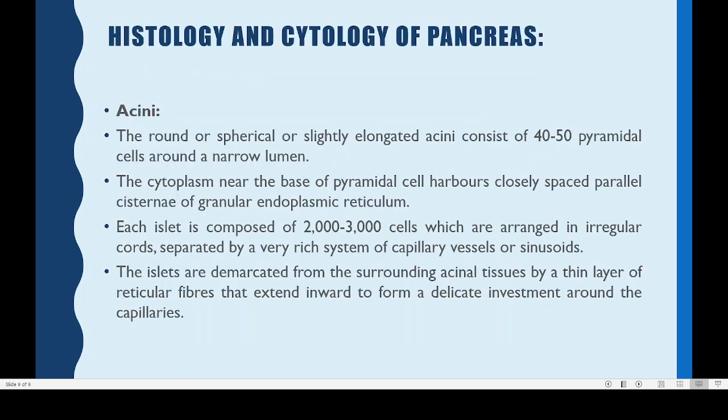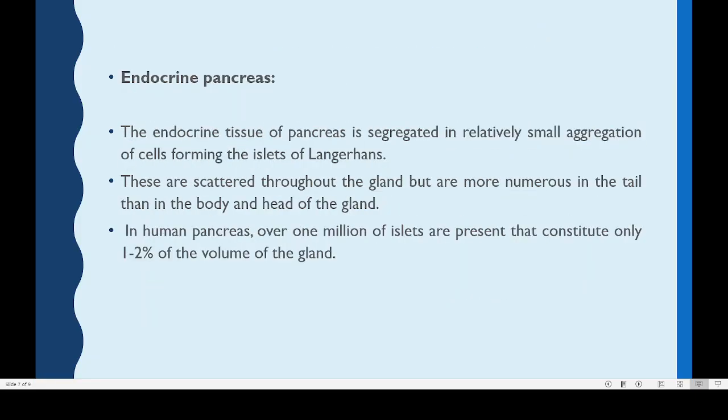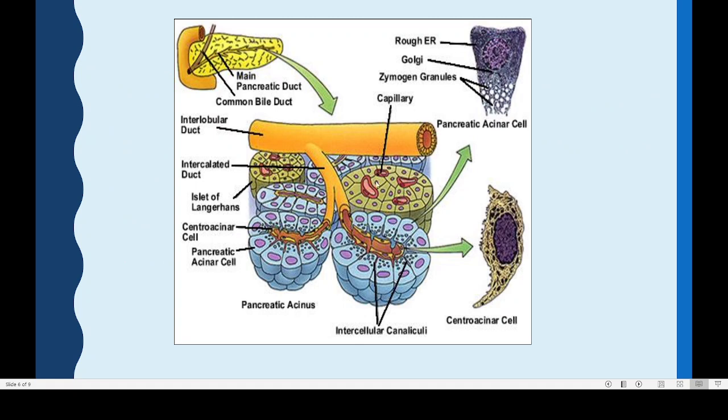Then the next one: the islets are demarcated from the surrounding acinar cells by a thin layer of reticular fibers that extend inward to form a delicate investment around the capillaries. So what they are explaining is that these are the acinar cells. In between the acinar cells we can find a number of blood capillaries. Here also you can find that. And between the acinar cells a large number of small endocrine cells are also present.